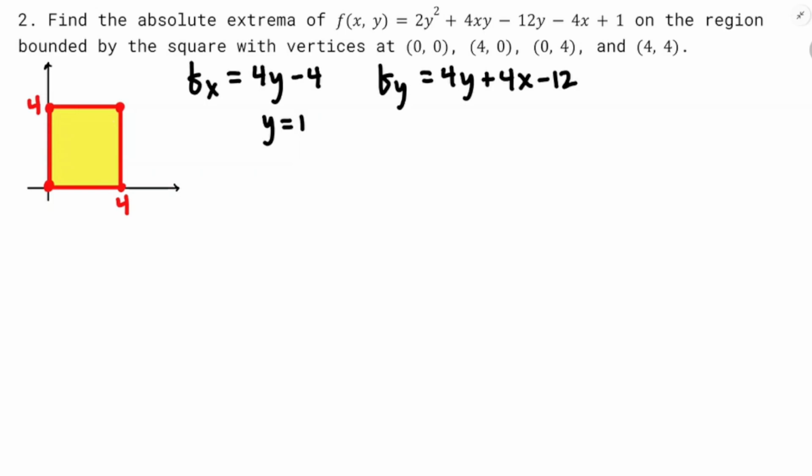Because fx and fy are both going to be defined everywhere. So with that, fy equals 0 when 0 equals 4 times 1 plus 4x minus 12, which is going to be 4x minus 8. So I think x would need to equal 2. And so y equals 1 gives me x equals 2. That is the only critical point. And okay, (2, 1), that's in the middle of the region, about right there. That's the critical point. So I'm going to check the value of f of (2, 1).